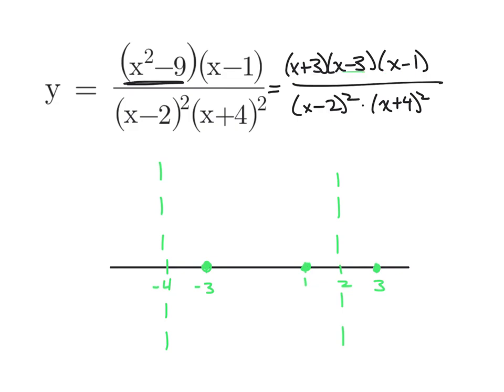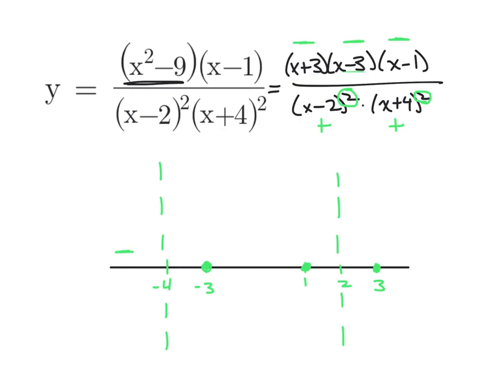All right, next we got to come up with the signs. So we're going to start on that left interval when x is smaller than negative 4, and pick a number, like negative a billion. Negative a billion plus 3 is negative. Negative a billion minus 3, negative. Negative a billion minus 1, negative. Negative a billion minus 2 squared, so since this thing is squared, that will always be positive. And same thing on that x plus 4, that's squared, always positive. So it looks like we have an odd number of negatives, which means our entire function will be negative.